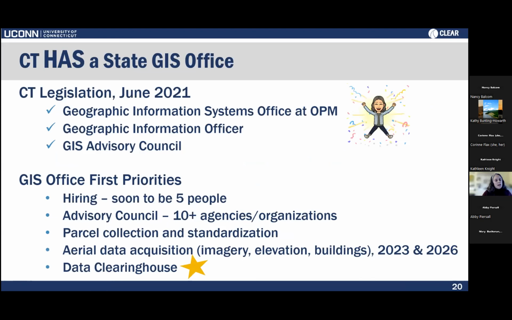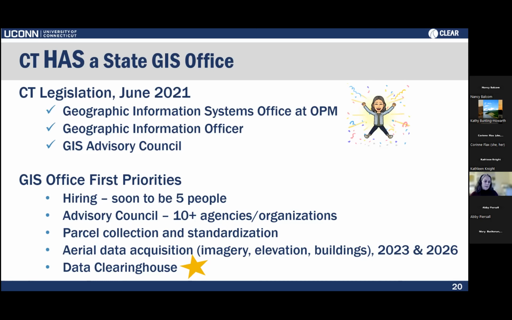Next slide. So after much effort by many people, we, as a GIS community, got some legislation through that was passed in June for our new state GIS center in our Office of Policy and Management here in Connecticut. And it also included a geographic information officer and an advisory council. So this all kind of got kicked off in early 2022. It's very new, but we are very excited that it is in existence. The GIS office's first priorities have been to hire.